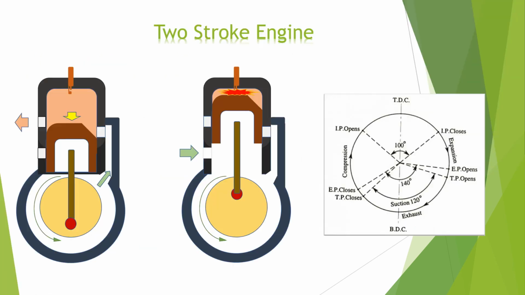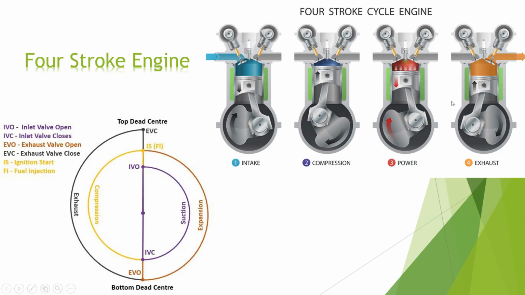Here we can see what stroke means: the distance between TDC and BDC. When the piston moves from BDC to TDC, it is one stroke, and when the piston moves from TDC to BDC, it is also one stroke. So for two strokes, we are getting one power stroke, that is the two-stroke engine. But when we come to the four-stroke engine, the piston moves four times between TDC and BDC, and in those four strokes we are getting one power stroke.